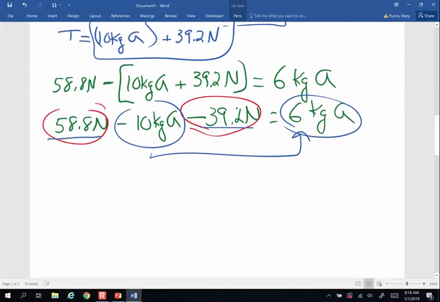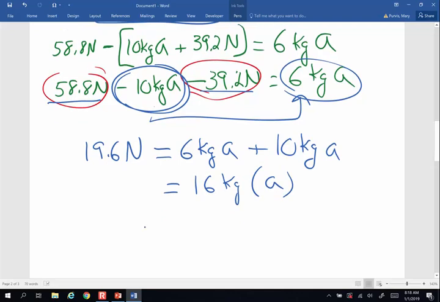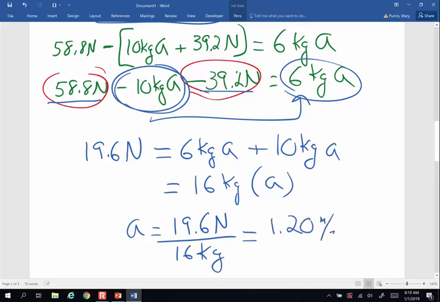58.8 minus 39.2. When I do that, I end up with 19.6 newtons on one side. On the other side, I've got 6 kilograms times A. This changes sign when it goes to the other side, plus 10 kilograms times A. So this is going to be 16 kilograms times A. And remember, I did have 3 sig figs, but I got a little lazy writing all my digits down. So acceleration will be 19.6 newtons divided by 16 kilograms, and I'm going to end up with 1.2 meters per second squared. Alrighty, there you go. See you next time.